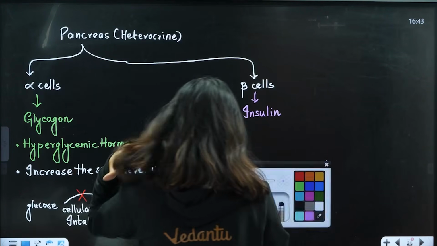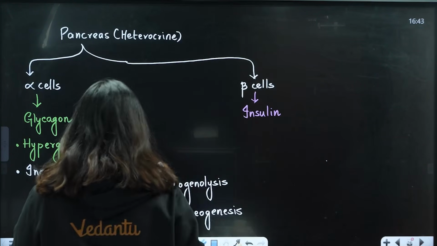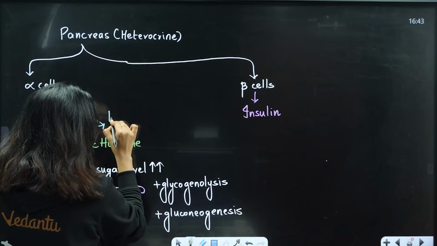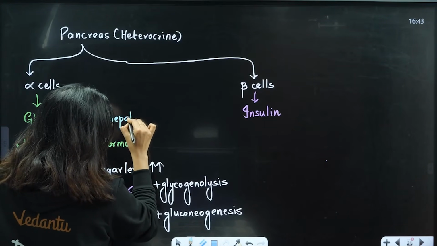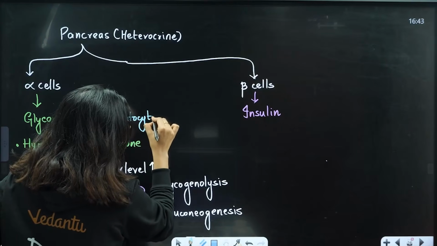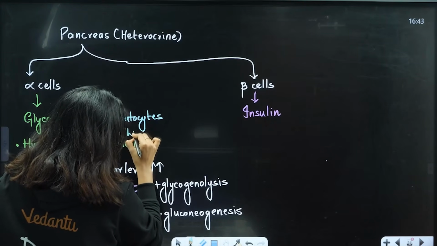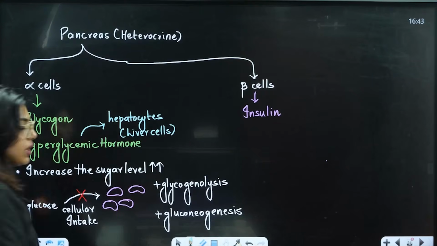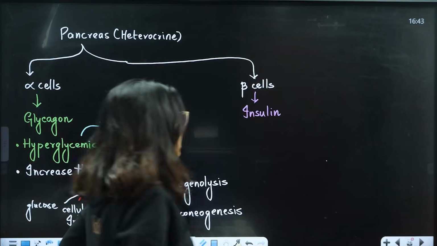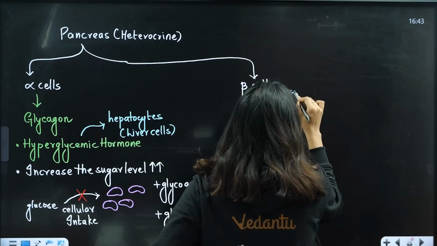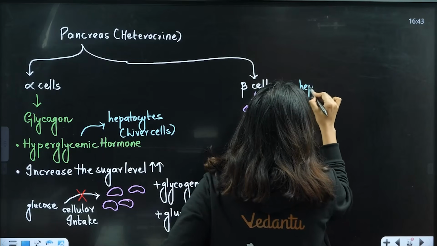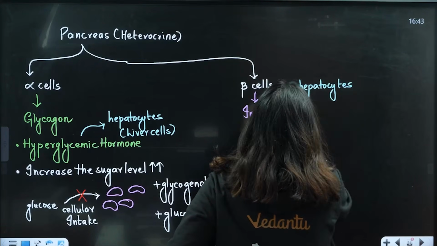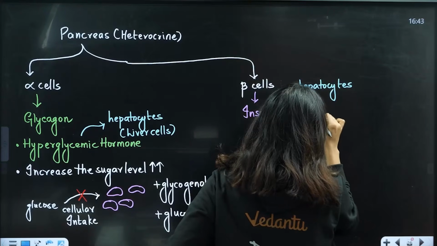Correct. Now in the insulin, students, one more thing here I'll mention. These people are going to work. Okay, they are going to attack the hepatocyte cells, which are the liver cells. Here insulin is going to attack which cells? They are going to attack the hepatocytes as well as the adipocytes.